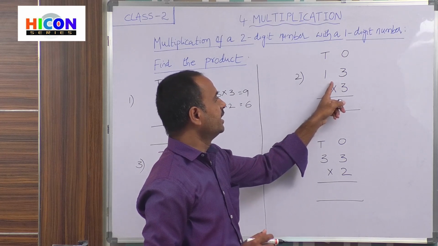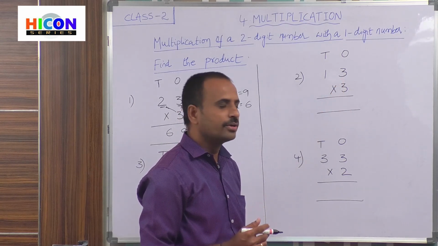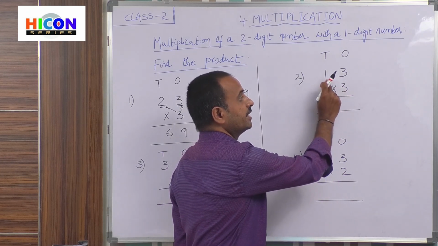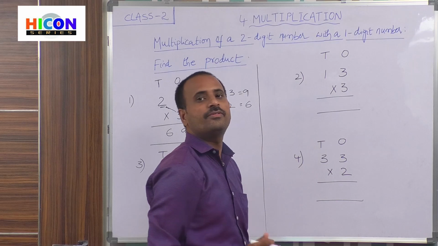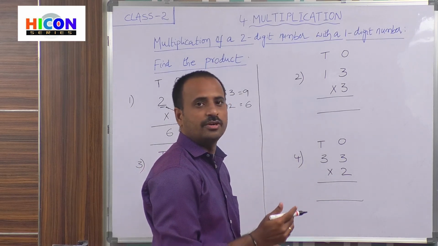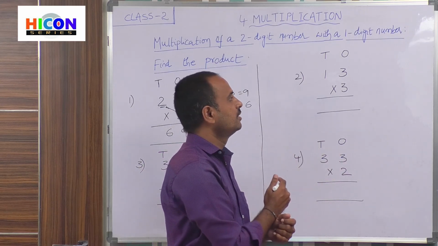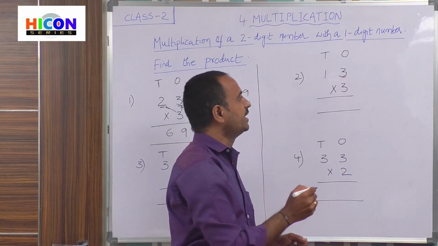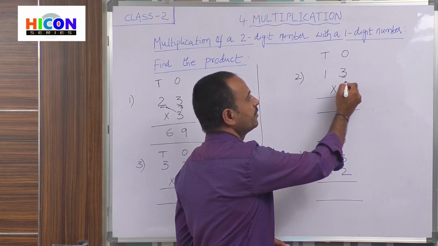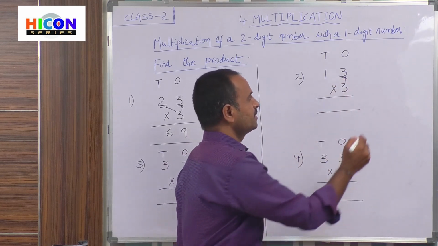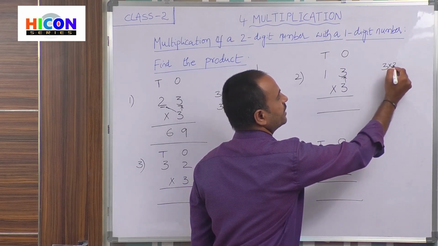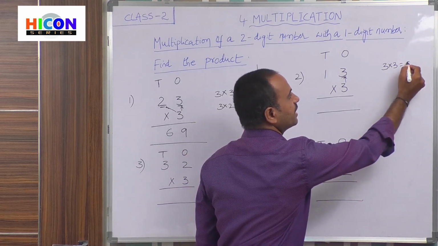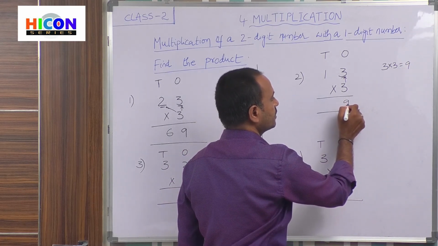So what is the problem here? 13 into 3. Here 13 is a 2-digit number and 3 is a 1-digit number. So let us start multiplication from ones place. What is present in ones place here? 3 is present in ones place. Multiply the digit present in the ones place with 3. That is 3 into 3. Children, how much 3 threes are? 9. And write this 9 under ones place.